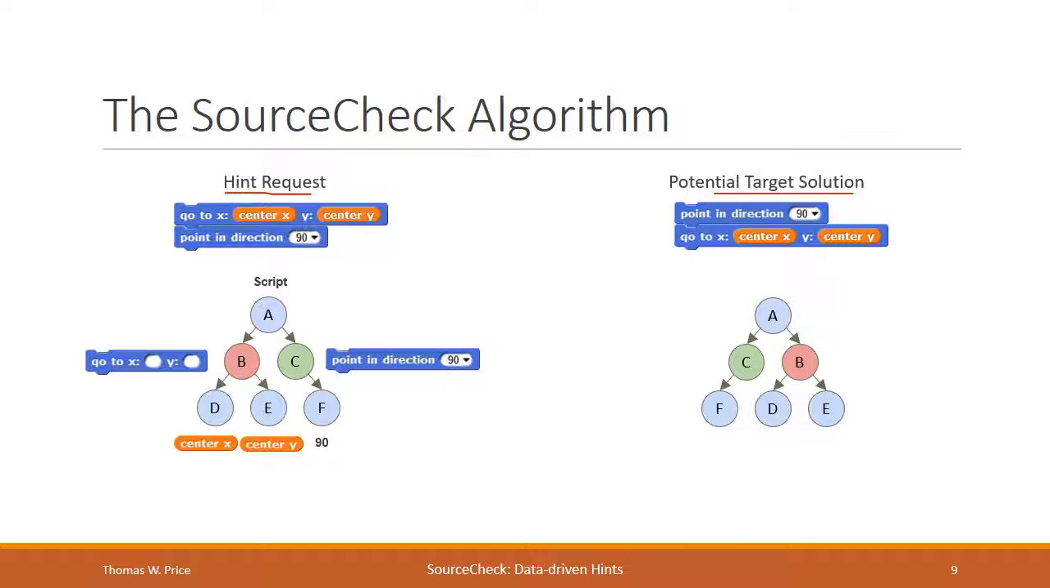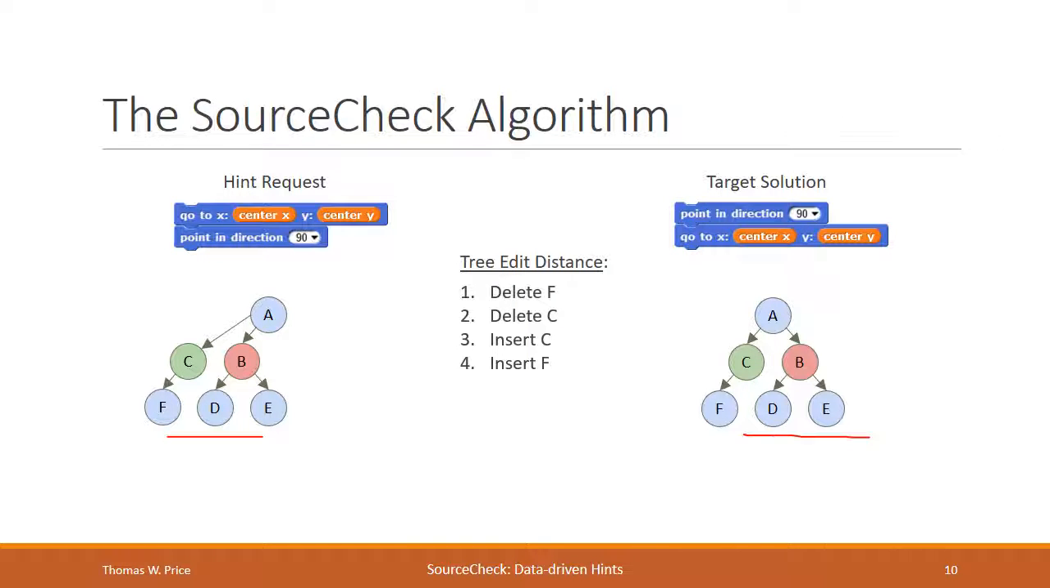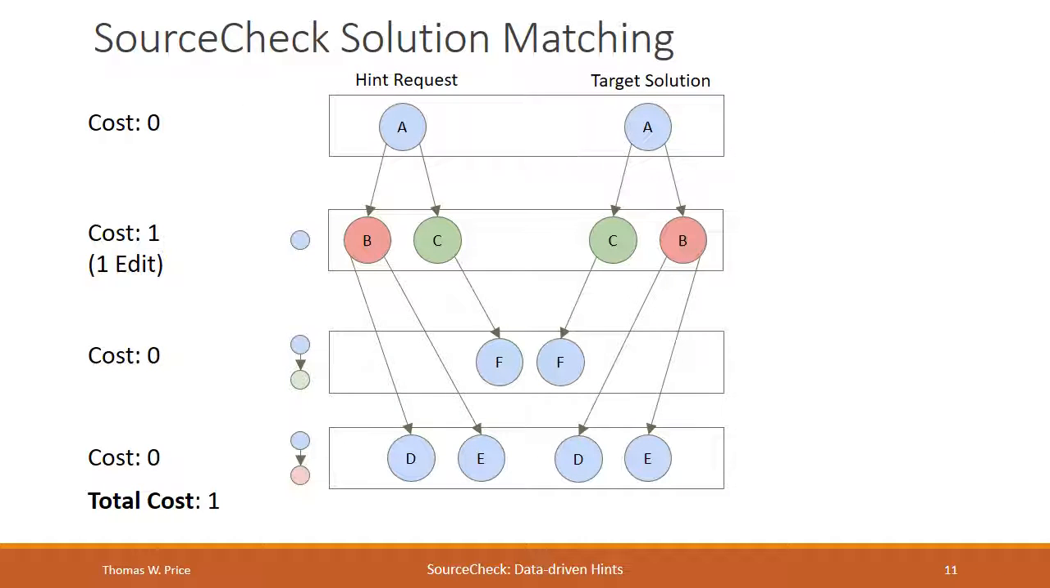Now, with tree edit distance, we'd calculate the distance by first deleting F, then deleting C, and then reinserting C and reinserting F, such that these two trees now match, for a total distance of 4. The SourceCheck algorithm tries to deal with this difference by using a more code-specific distance metric that breaks a student's code down into hierarchical levels.